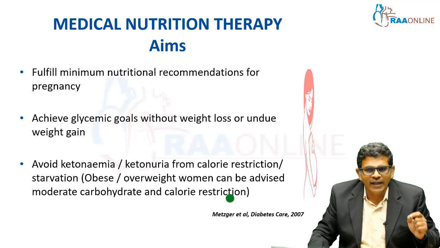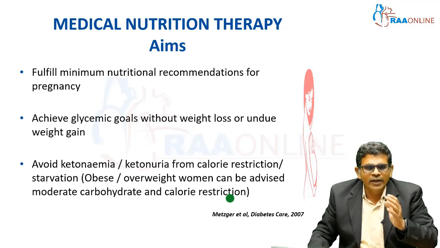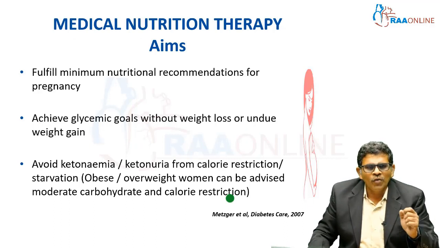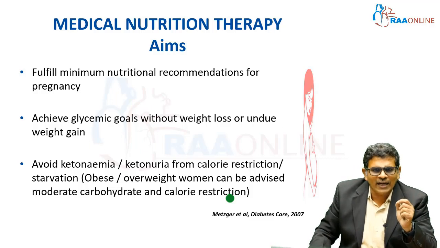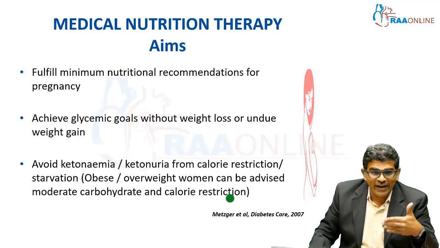So, it is very, very important for us to give an individual plan for them. Fulfill the minimal requirements which are recommended for the patient. Whatever nutritional requirements the patient has, we have to fulfill them. Achieve glycemic goals without any weight loss or undue weight gain. We should ensure that they don't lose weight, and at the same time they don't gain more weight. And the most important thing that we need to know is, we have to avoid ketonemia or ketonuria from calorie restriction or starvation.